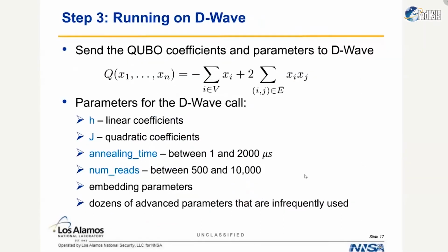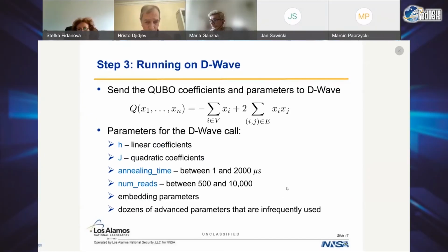To go back to our formulation of the maximum clique problem, we have the QUBO given by the formula. So we have several parameters. Parameter H gives the linear coefficients. Here in this example, this will be all -1, the linear terms. The parameter J gives the quadratic coefficients. Here they'll be all +2, but only for pairs of qubits that are not in the edge set of the graph.